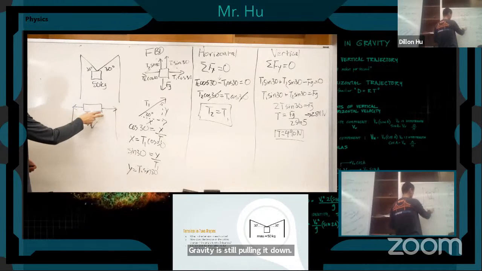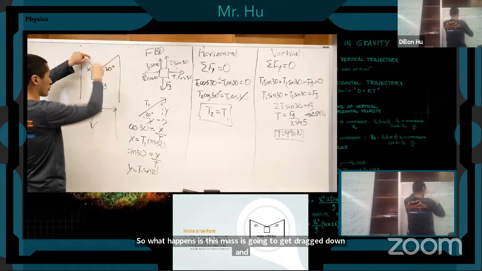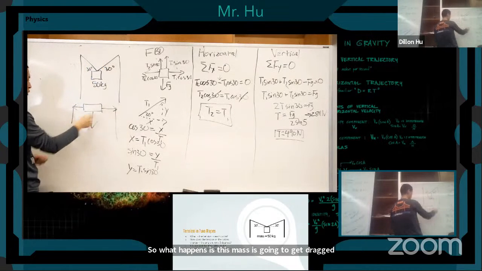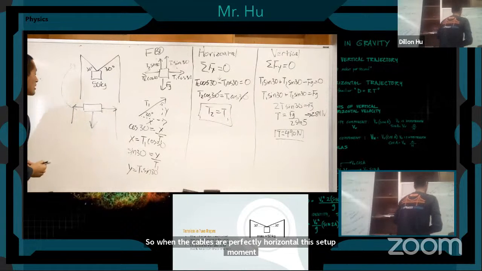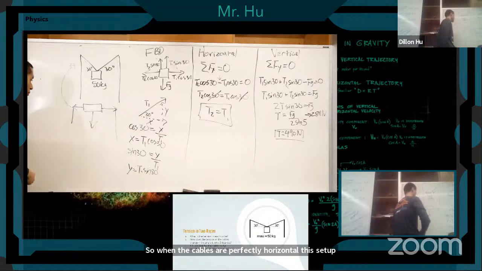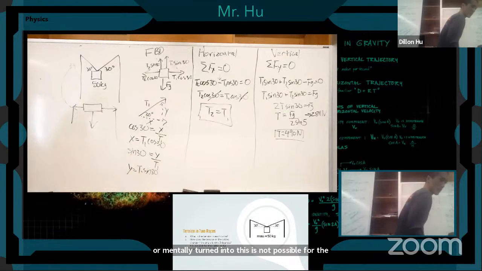So what happens is this mass is going to get dragged down until eventually these cables will sort of turn into this. So when the cables are perfectly horizontal, this setup will eventually turn into this setup. Because it's not possible for the cable to be perfectly horizontal, there has to be something that's keeping it up.